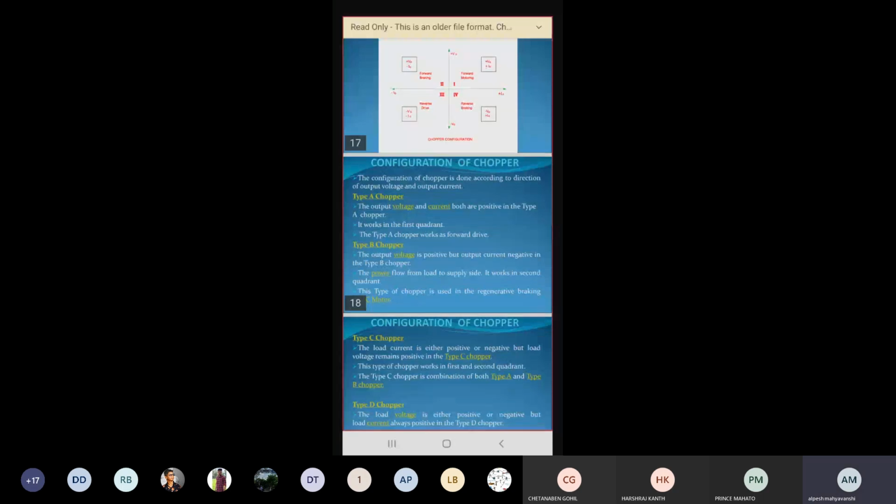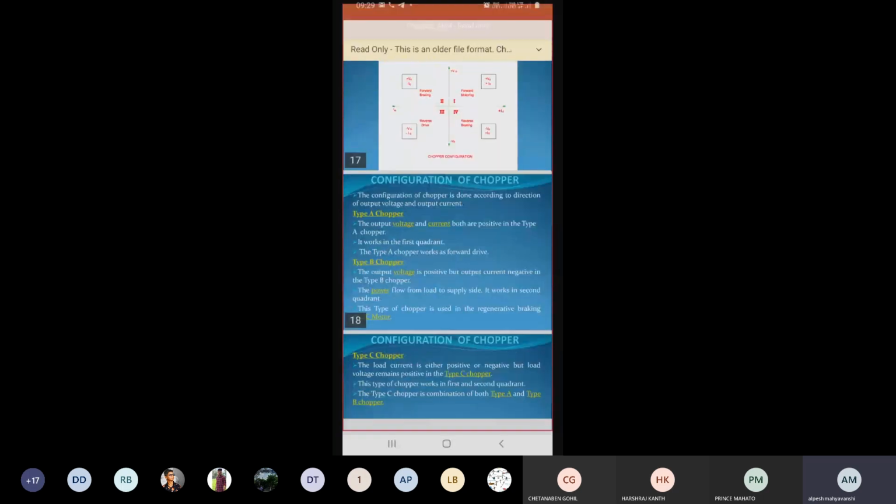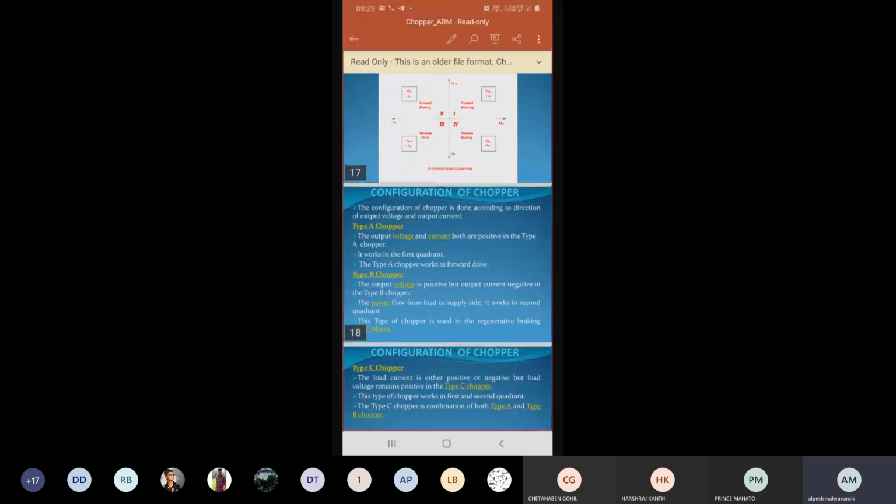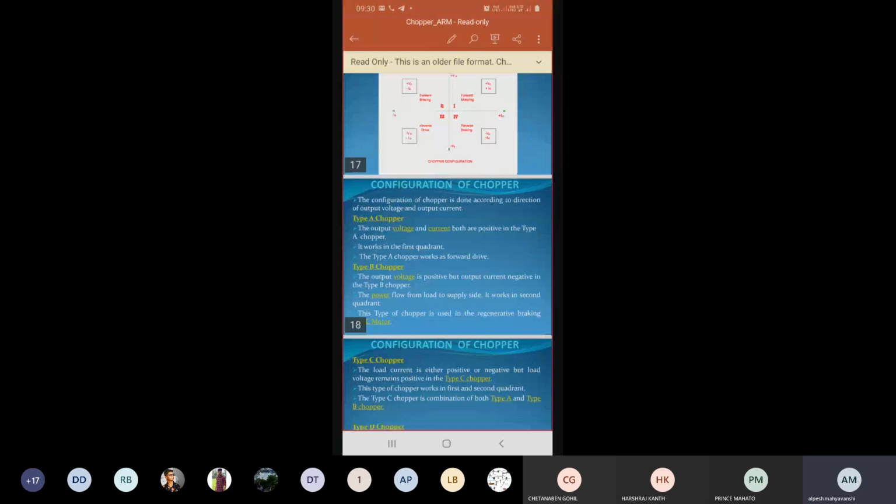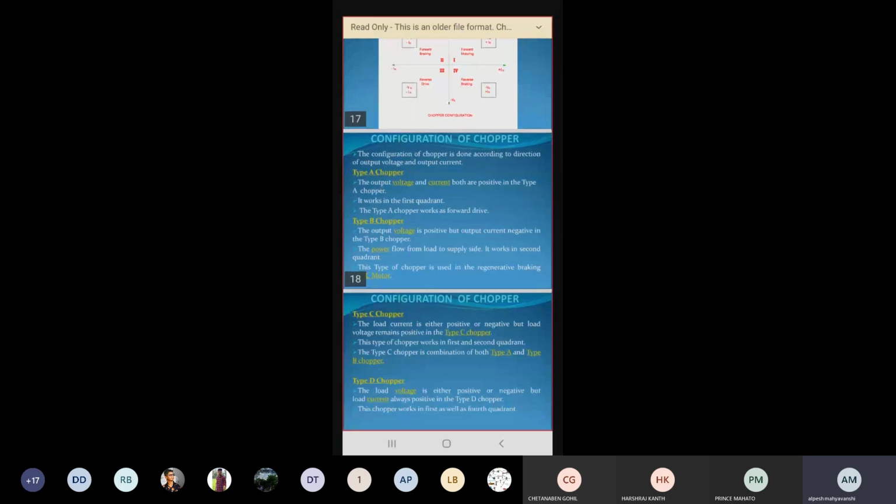Okay, now second is the type B chopper. The output voltage is positive, but output current is negative. So in type B chopper, we have a positive output voltage, but output current is negative. So the power flows from load to supply side. It works in the second quadrant. So type B chopper always works in the second quadrant.